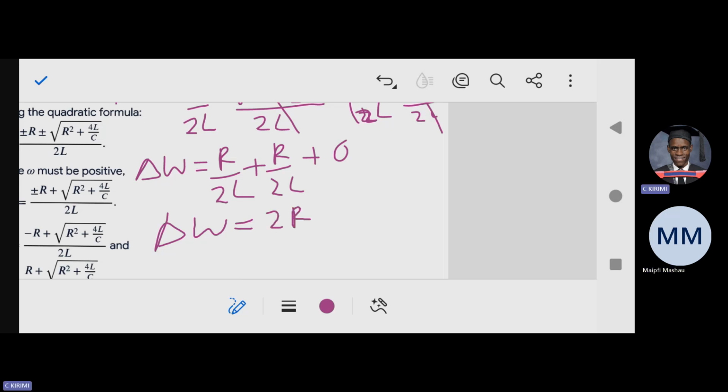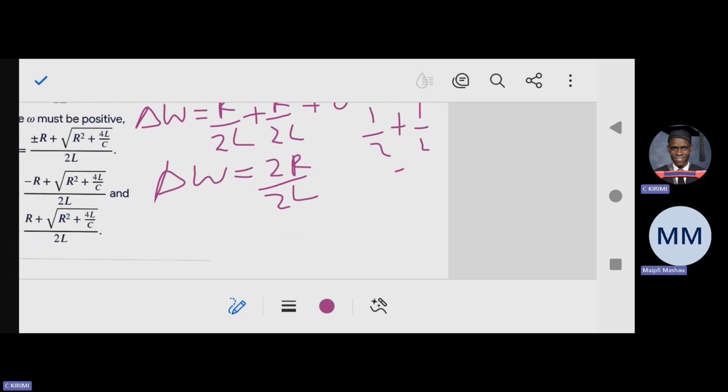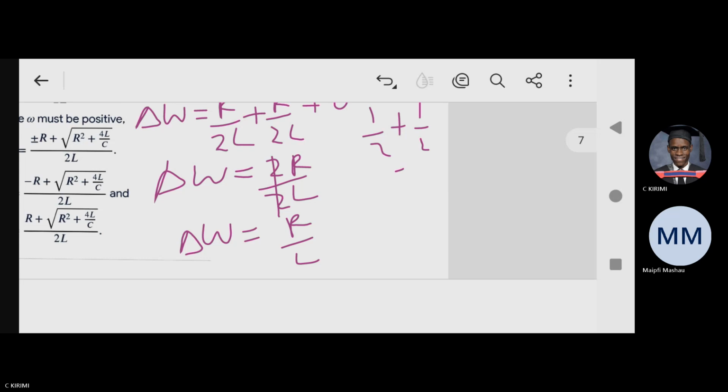R. But the denominator, you don't add, so it stays 2L. These are fractions. They have the same common denominator. It's just like half plus half. It's not 1, it's 2 over 4. So you do the same. Here it will be over 2L. Then the 2 and 2 are cancelling, and then we have R. Equal to R over L. Then they cancel. Then we are done.